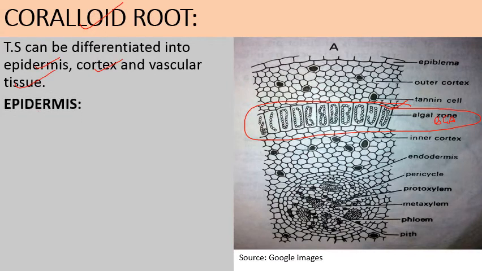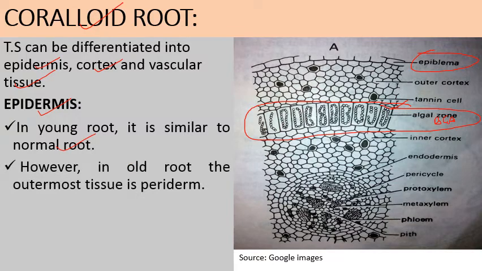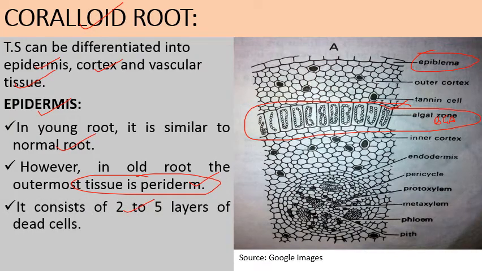First is epidermis or epiblema, the outermost covering, which is made up of a single layer of cells. In young root it is similar to the normal root. However, in old root the outermost tissue is periderm, which we discussed. It consists of 2 to 5 layers of dead cells.